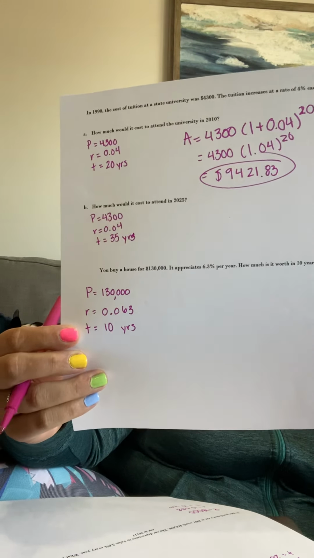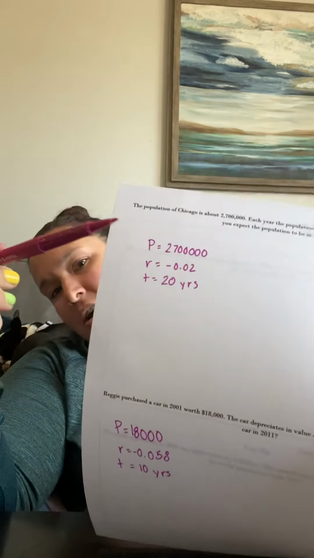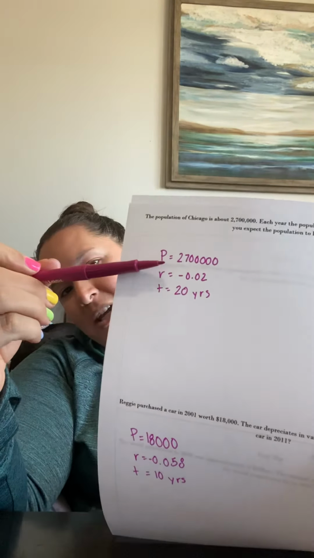I'm going to skip ahead because I want to do one where it decreases, which would be at the top of the next page. In this case, it says the population of Chicago is about 2,700,000. Each year, the population is decreasing by 2% each year. What do you expect the population to be in 20 years? The original is 2,700,000. The rate, notice it's negative because it's going down. So it's a negative 2%, so that's negative 0.02, and then 20 years.